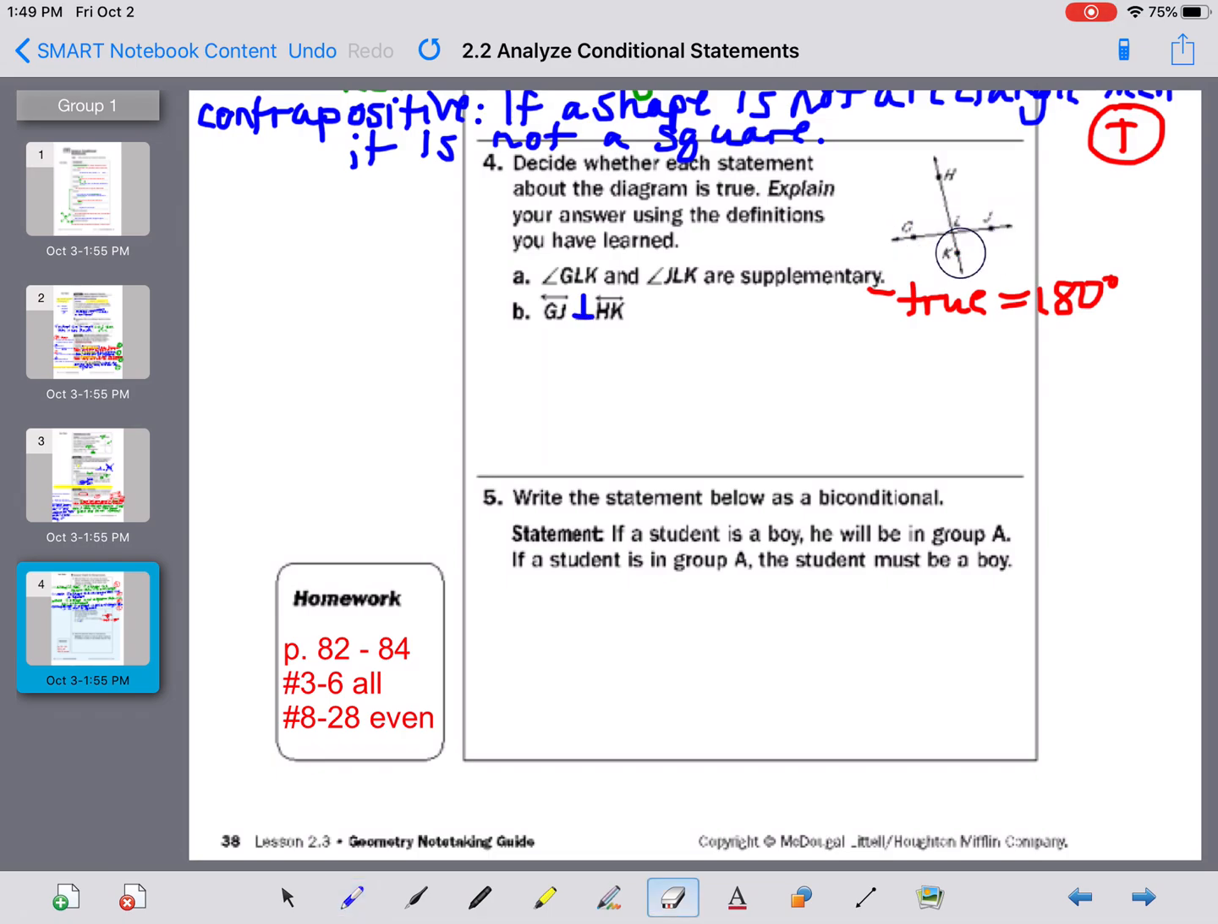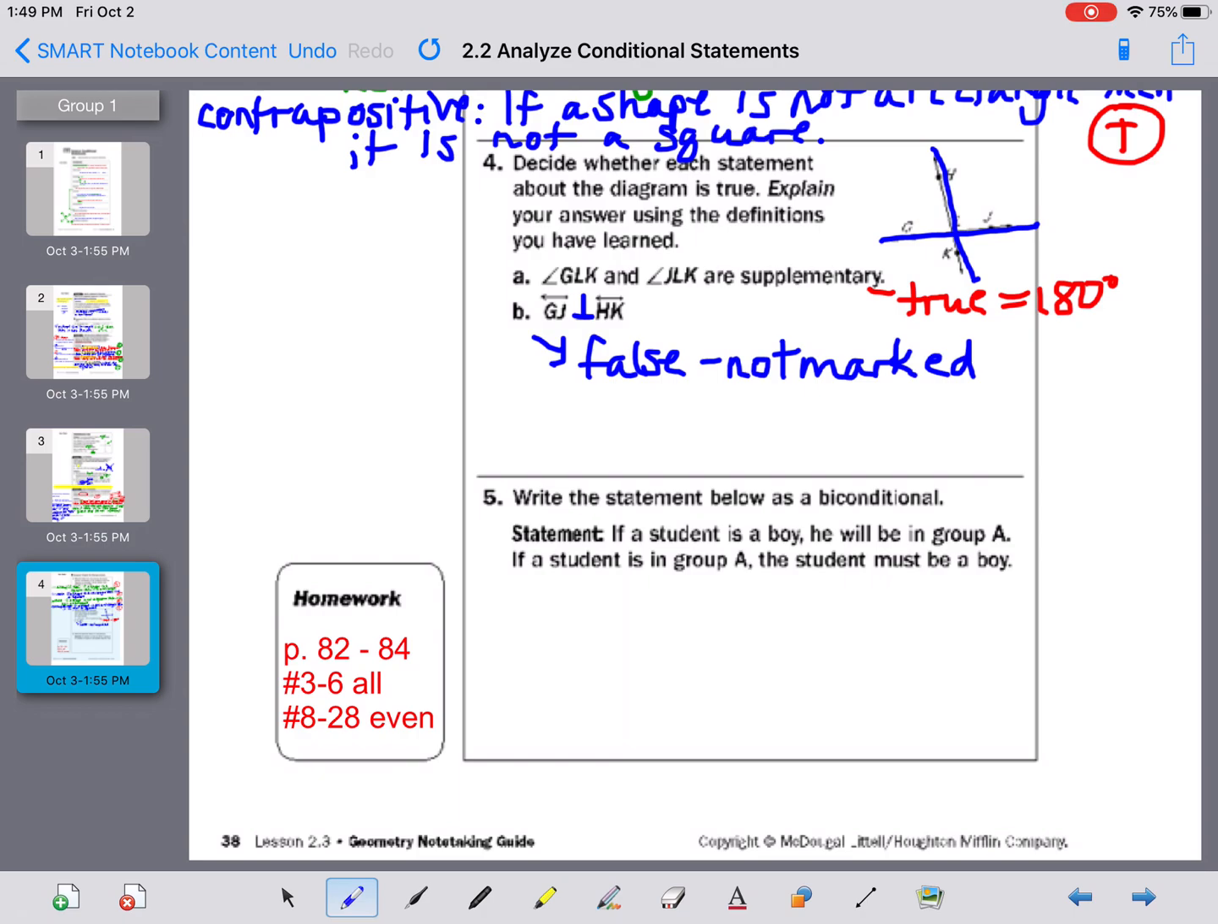Okay, second one says, look at that picture. Let me erase so we can see it since I scribbled all over it. Are GJ and HK perpendicular? And we're going to have to say false, not because we're not sure if it is, but it's not marked. If you can't guarantee it, do not say it's perpendicular. So we'll just put not marked, okay?